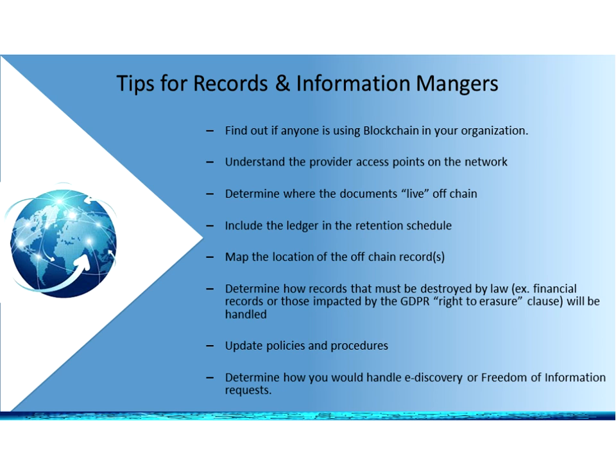Include the ledger in your retention schedule, and map the location of your off-chain records. Think about privacy. I think you had a session on that. How are these records going to be treated if somebody says, for example, I have the right to erase, you've got to erase my name from that blockchain? How do you do that if it's immutable? There is a way those things can be handled by getting rid of the encryption key, but do we want to do that? Is that enough? Update policies and procedures and determine how you would handle things like freedom of information and e-discovery.